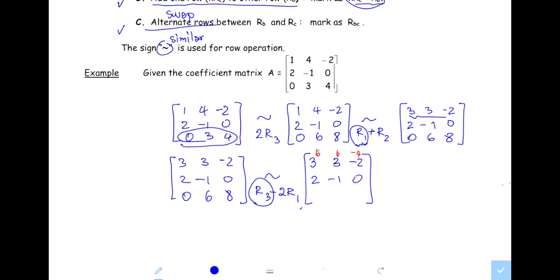0 minus that 2 times R1. 0 minus 6, I have negative 6. Okay, next one, right? I have 6, and I subtract 2 times R1. I have 0 here now. This one is 8, minus 2 times this one, R1, right? 8 minus 4, that would be 12.